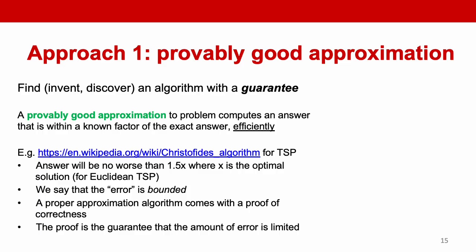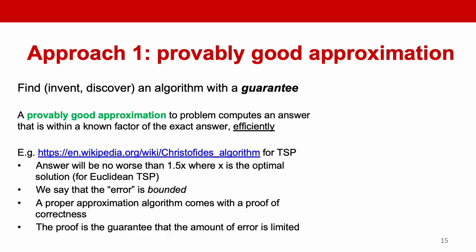So we have this concept of a provably good approximation, which is what I've already mentioned. It's like, no worse than 2 times the best solution, no worse than 3 times the best solution, something like that. So we are going to have a guarantee here, an actual guarantee. A provably good approximation to a problem computes an answer that is within a known factor of the exact answer and has to be efficient, right? So getting 2 times TSP can be done in polynomial time.